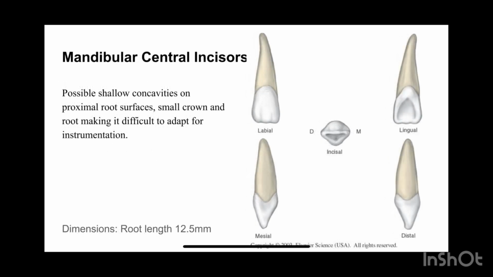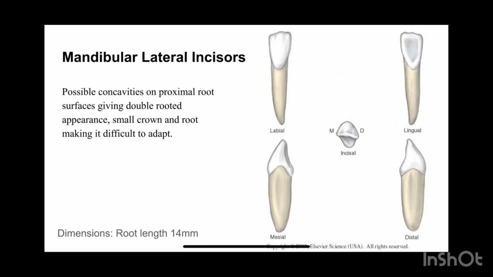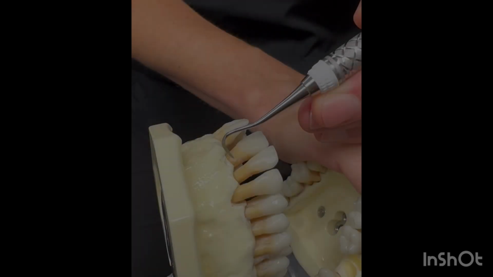Mandibular central incisors have a possible shallow concavity on the proximal root surfaces, small crown and root, making it difficult to adapt for instrumentation. The root length of these is 12.5 millimeters. For mandibular lateral incisors, there are possible concavities on the proximal root surface, giving a double-rooted appearance. They also have a small crown and root, making it difficult to adapt. The dimensions are typically a root length of 14 millimeters.